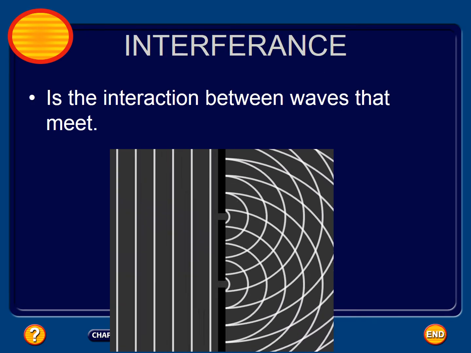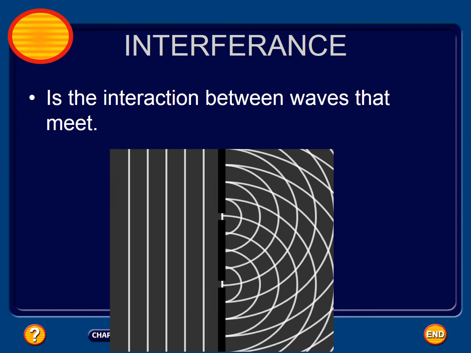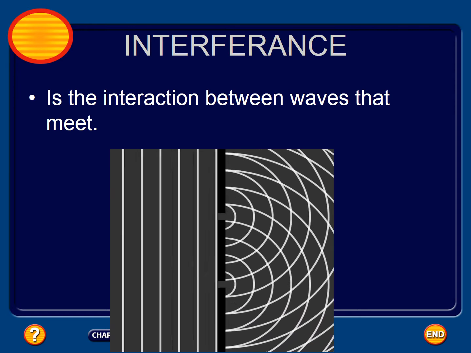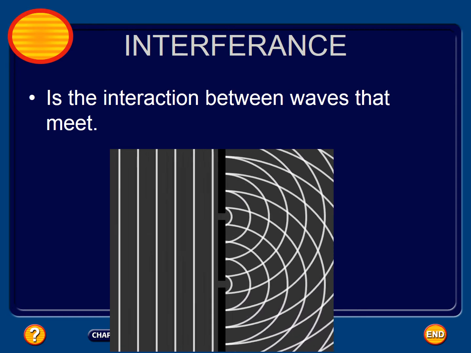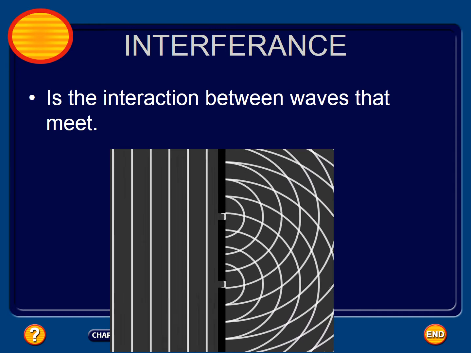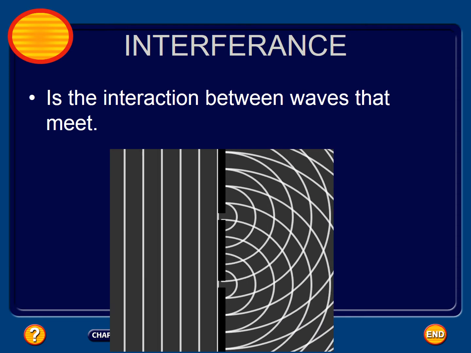Interference. Have you ever seen soccer balls collide? The balls bounce off each other because they cannot be in the same place at the same time. Surprisingly, this is not true of waves. Unlike two balls, two waves can overlap when they meet. Interference is the interaction between waves that meet.